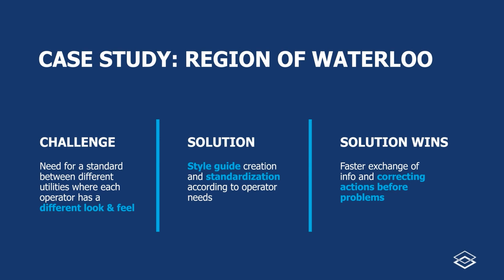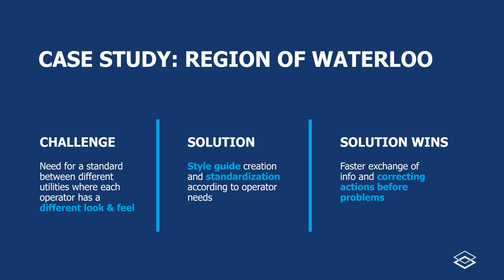So the first case study that we're looking at here is the region of Waterloo. Their challenge was they needed a standard between different utilities. Each operator had a different look and feel that they had to deal with. So moving from plant to plant, station to station, in different entities within their organization gave the operators a problem of having to see things differently at different places. Well, the solution, of course, style guide creation, making sure that the standards were set and all entities used the same look and feel standardization.